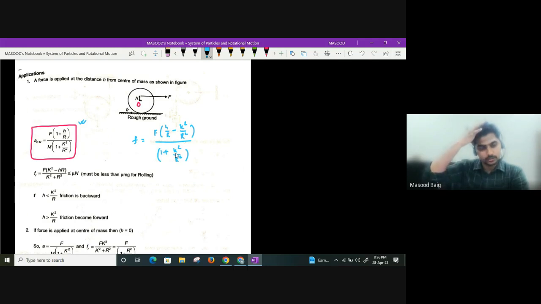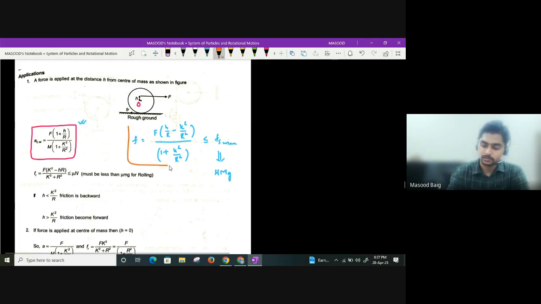Clear, all of you? H by r minus, this is important. And in case of pure rolling, which friction will act? Rolling friction, you can say, or static friction basically. So it should be less than or equal to the maximum value of static friction, which in this case is mu into m into g. These two formulas are very important again.